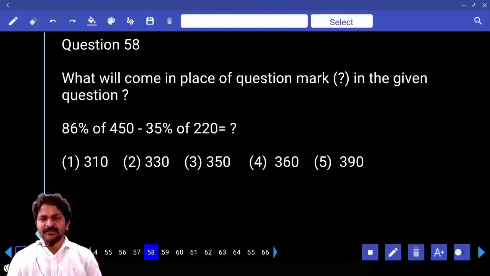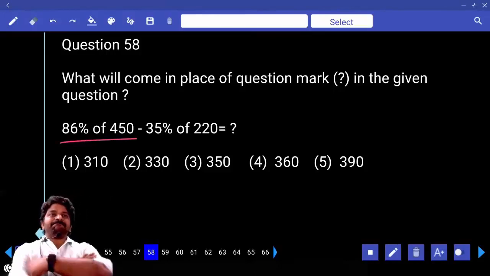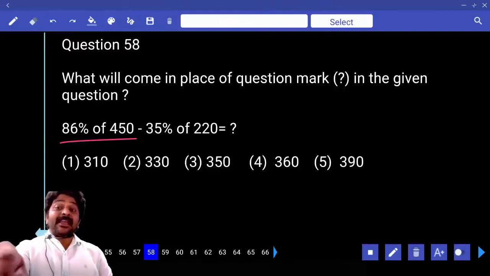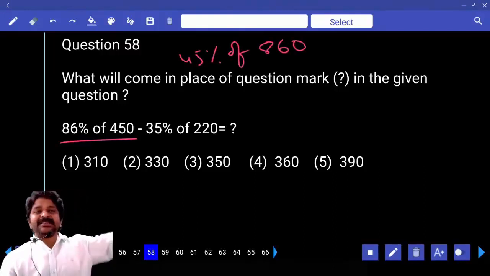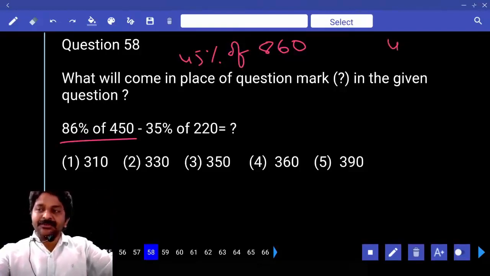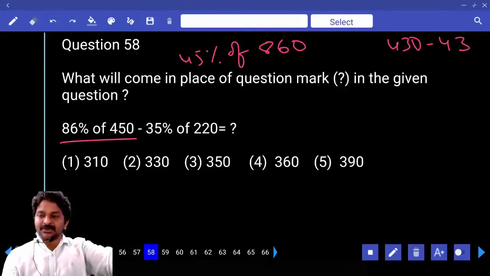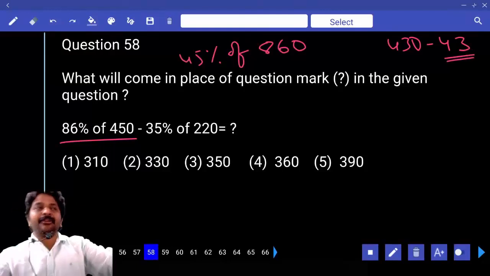Nothing can be done. You have to solve. The way you take values is important. Right, come on. A percent of B or B percent of A, one and the same? So can I take 86% of 450 as 450% of 86? Or can I treat it as 45% of 860? 50% is 430. 5% is 43. So from 430 we have to subtract 43. Is this clear? Right. So now subtract 30 first. Still you have to subtract 13. 400 minus 13.